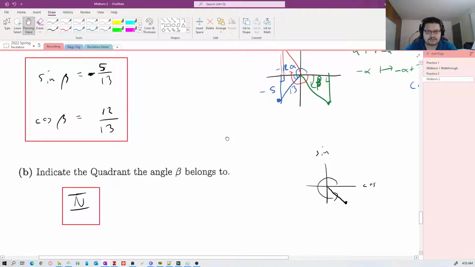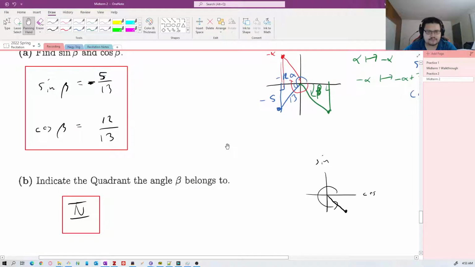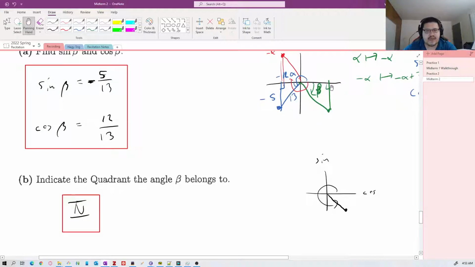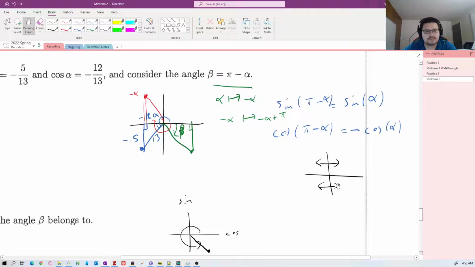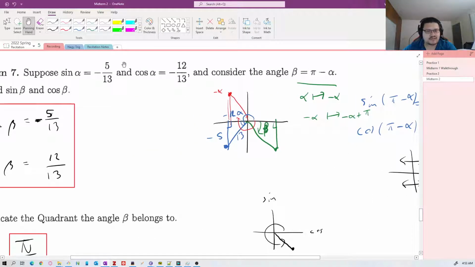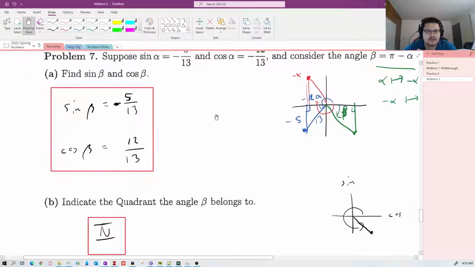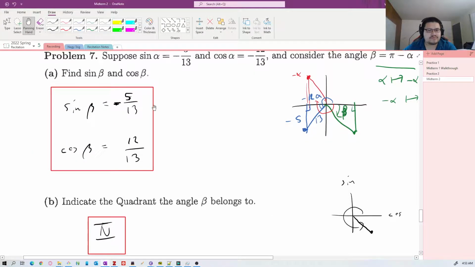Part B is, well, okay. Saying that we have whatever work you did, if you had the sketch of where beta lands, then you would be able to just see visually that it's the fourth quadrant. If you didn't have any of that, if somehow you just algebraically computed these values, how would you then recognize that it should be in the fourth quadrant?